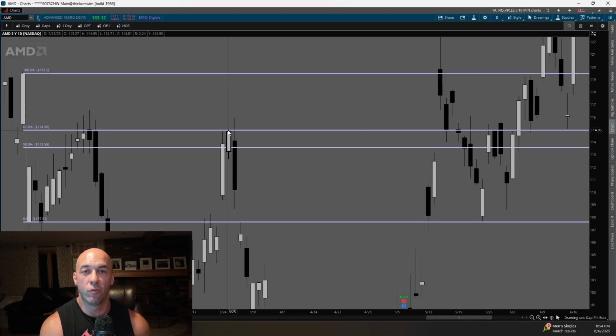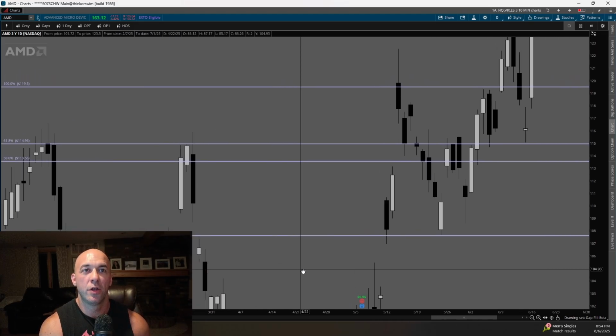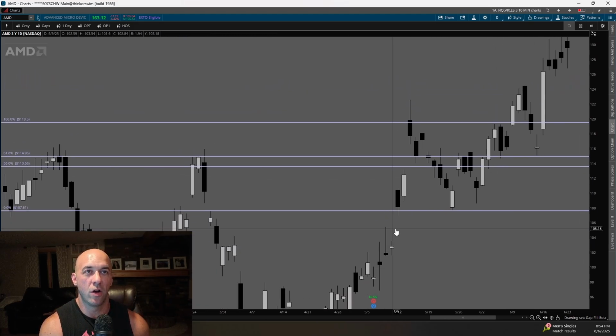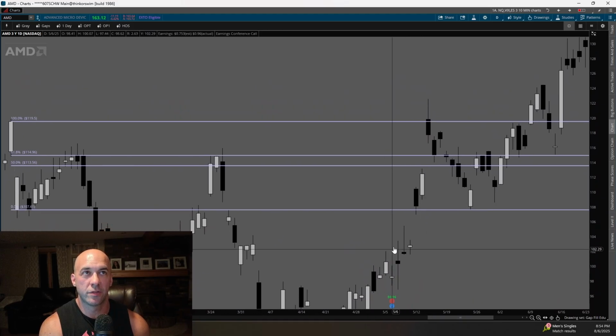Second attempt, it wicks over. No closes over. Flushes back under. Third attempt, right? This is following the good news about tariffs, and it jumps all the way to the other side. Sellers step in, and it works its way through the rest of this gap fill until what does it hold?